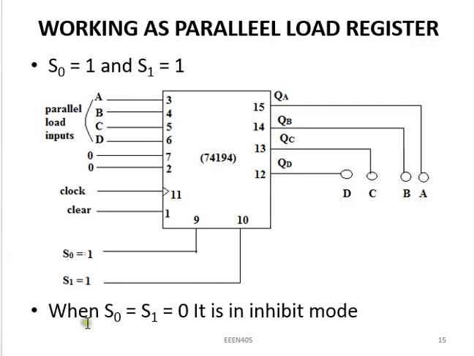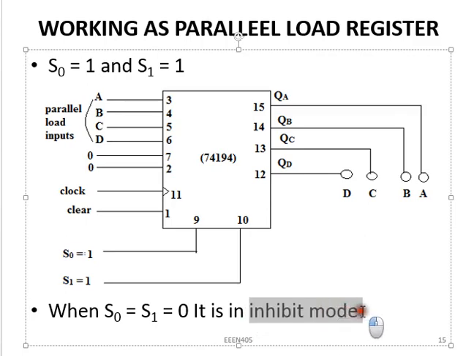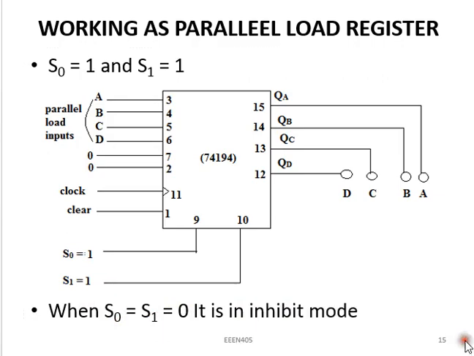And finally, whenever you want to use it in what we call inhibit mode, this inhibit mode simply means to stop it from working at all. If you want that to happen, you have to make sure that your S0 is equal to 0 and your S1 is equal to 0. In that case, it is in inhibit mode and it will never work at all.